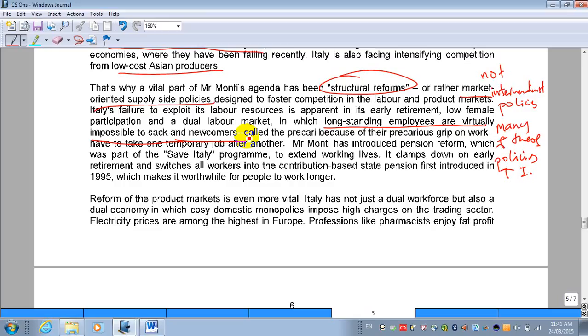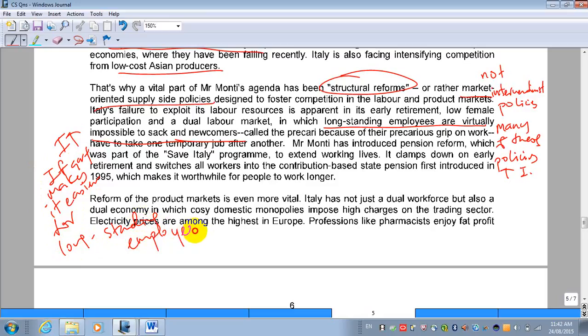If the government makes it easier for employers to sack them, then I think investors will be more willing to invest. Definitely the investments will increase, right? If government makes it easier for long-standing employees to be sacked, because right now there seems to be many rules that stand in the way of allowing all these long-term employees to be sacked if they don't deserve to be continued to be hired, right?